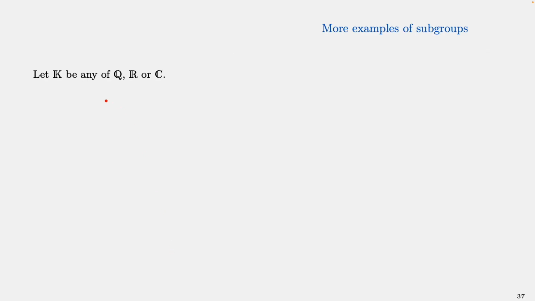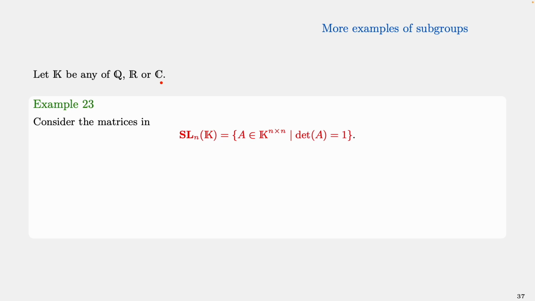Let's look at some more examples. Again, I use the hollow letter K to denote any of the rational numbers, the real numbers, or the complex numbers. And we'll look at another matrix example.